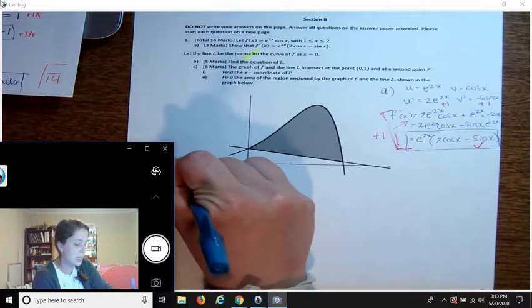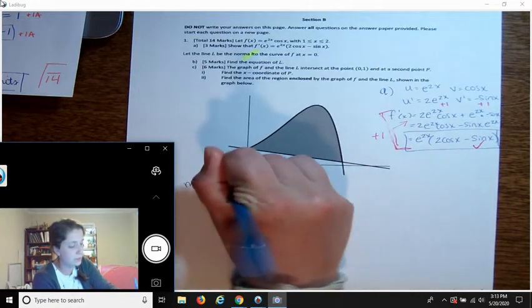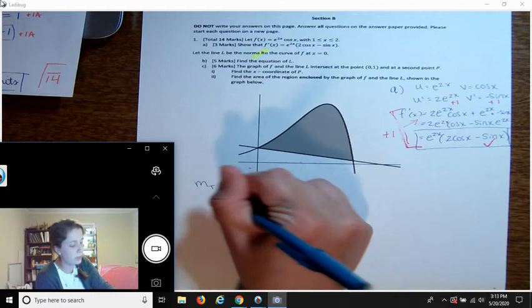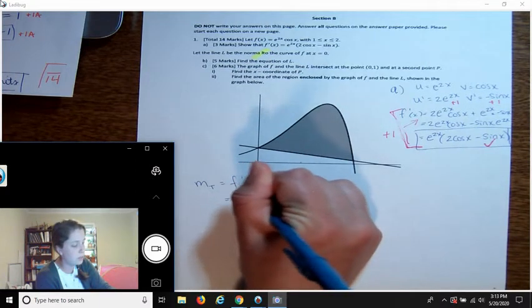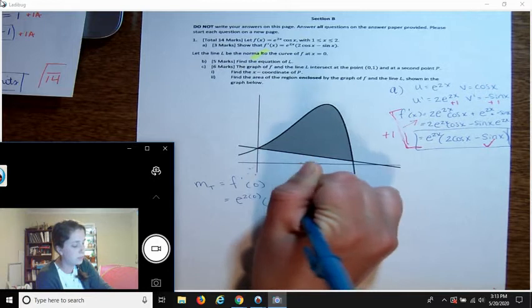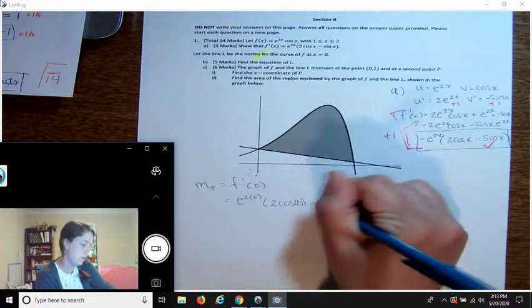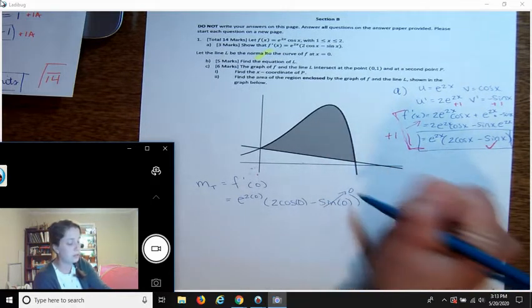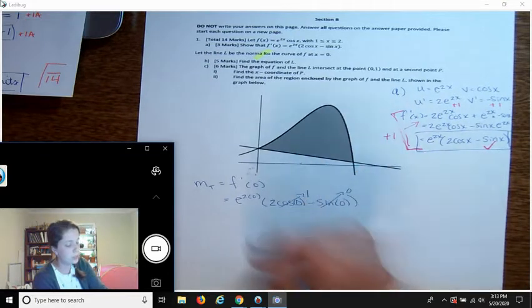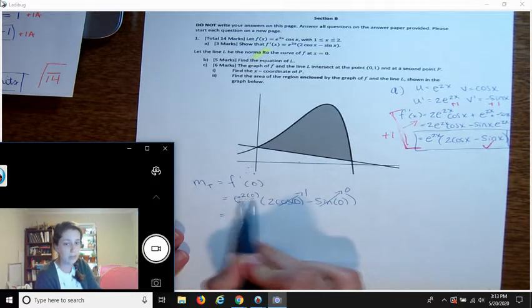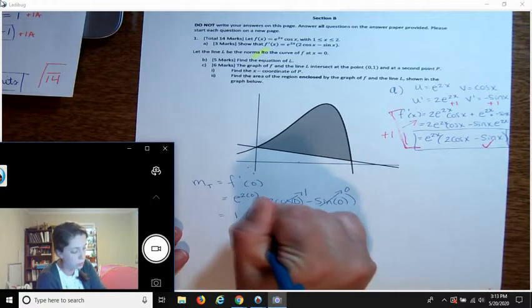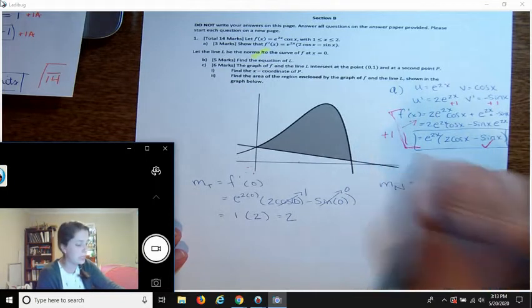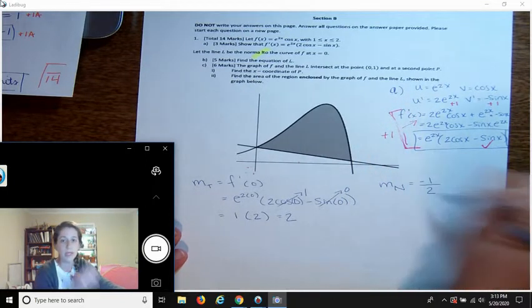So m sub t would be calculated by finding f prime of 0 because we're looking at the line at x equals 0. So f prime of 0 is going to be e to the 2 times 0, 2 cosine of 0 minus sine of 0. Now, sine of 0 is just 0. Cosine of 0 is 1. And then e to the 0 is going to be 1. So this is 1 times 2, which is just 2. This means that m sub n is going to be equal to negative 1 over 2. Okay, so that's our slope.